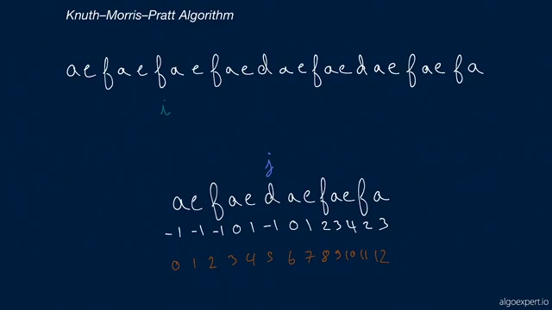Well, we can say, hey, the letters of these two indices, I and J, don't match, right? F is not equal to D. But J is greater than 0, right? J is not the first letter in the substring. So we might have a pattern here that we can exploit. So we're going to say, go to the previous letter right before the J. So we're going to temporarily move J here.